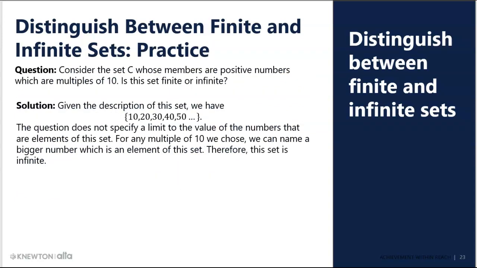So this is what you need to be able to do. Consider the set C, whose members are positive numbers which are multiples of 10. I don't know if you remember what multiples are. Multiples of 10 means 1 times 10 is 10, 2 times 10 is 20. So I can multiply 10 by something and get that number. I can multiply 10 by 1 and get 10. I can multiply by 2 and get 20. So 10, 20, 30, 40, 50, and so forth are multiples of 10.